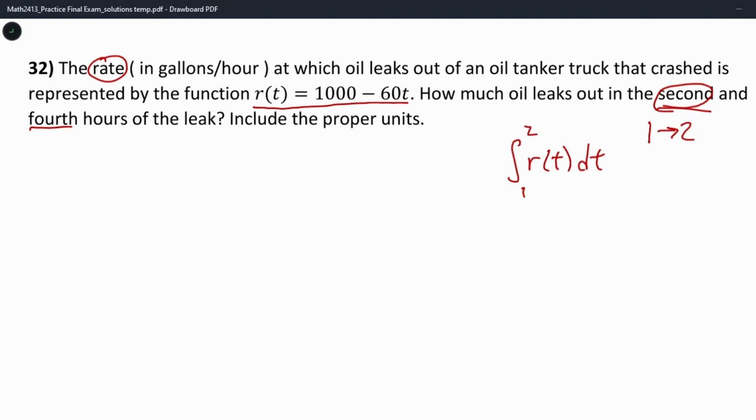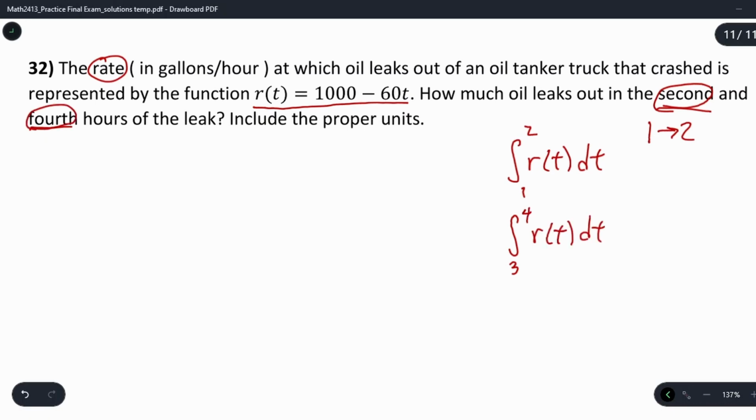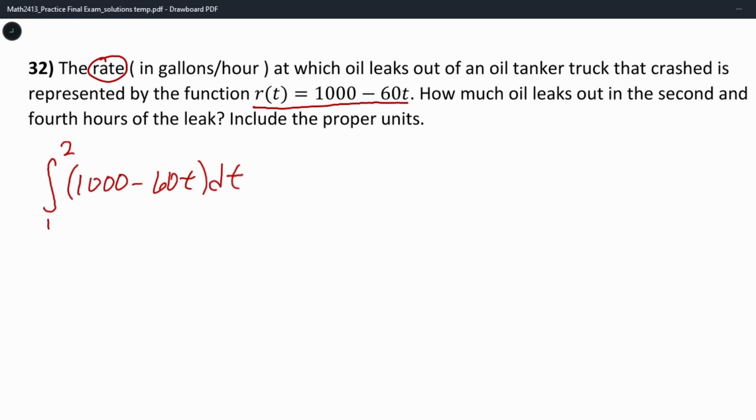Does that make sense? From 0 to 1 would have been how much oil we lose in the first hour. And then from 1 to 2 would be how much oil we lose in the second hour. So we're going to want to do this integral, and we're also going to want to do the integral from 3 to 4. That's going to take care of the fourth hour. And so we need to set up these integrals separately and evaluate. So here I've got my first integral set up.